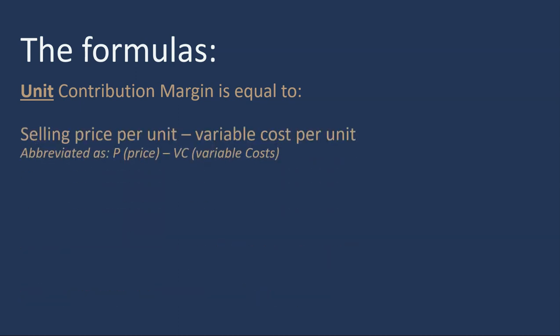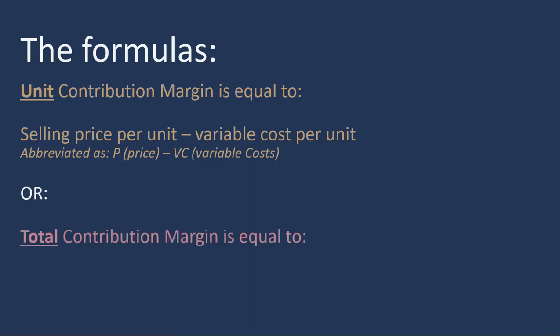So there are two formulas here to calculate contribution margin. The first is probably the more practical and usable format. However, both are used within textbooks and different applications. The unit contribution margin is a little bit more user-friendly. This is selling price per unit minus variable cost per unit. This can be seen as an abbreviation of P minus VC, price minus variable cost.